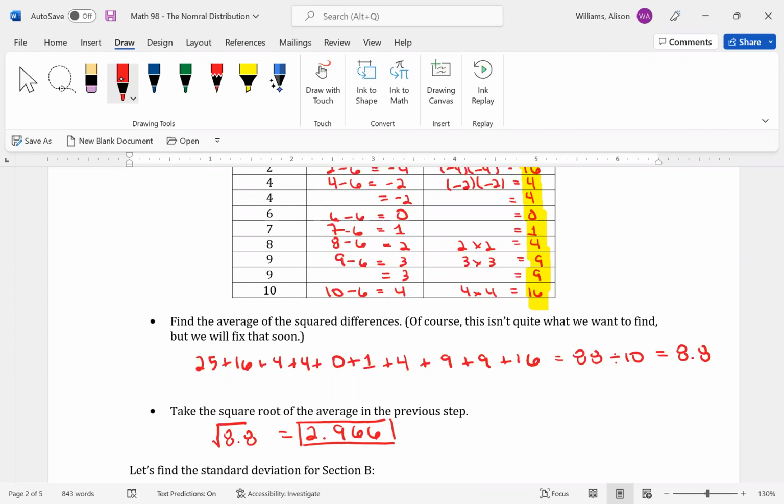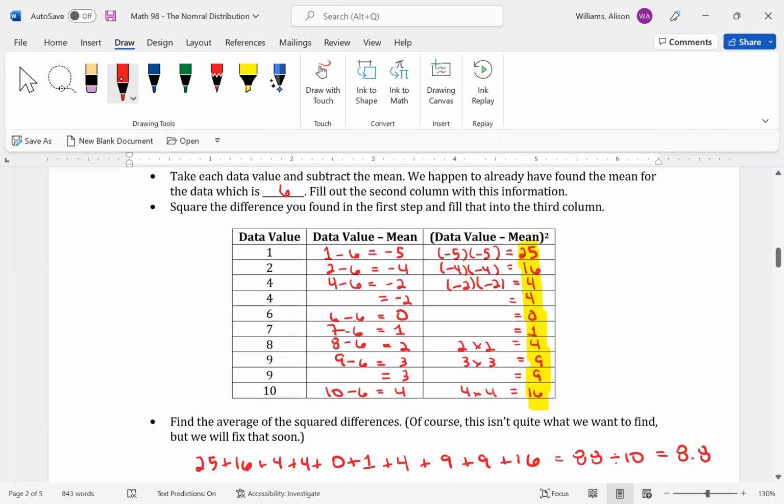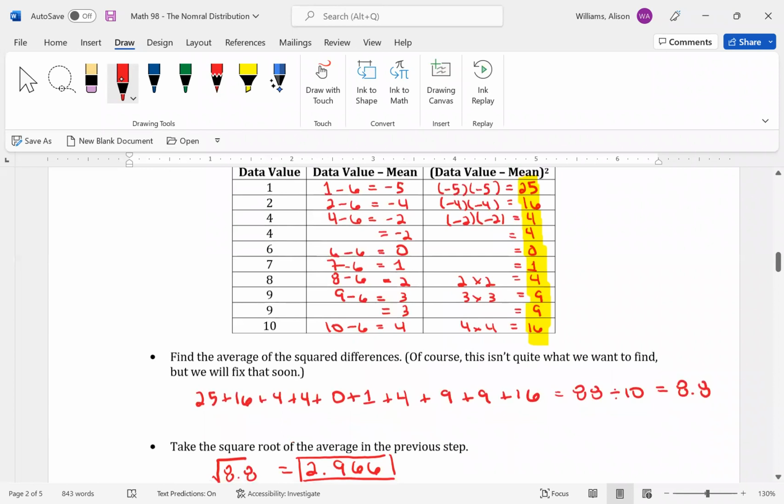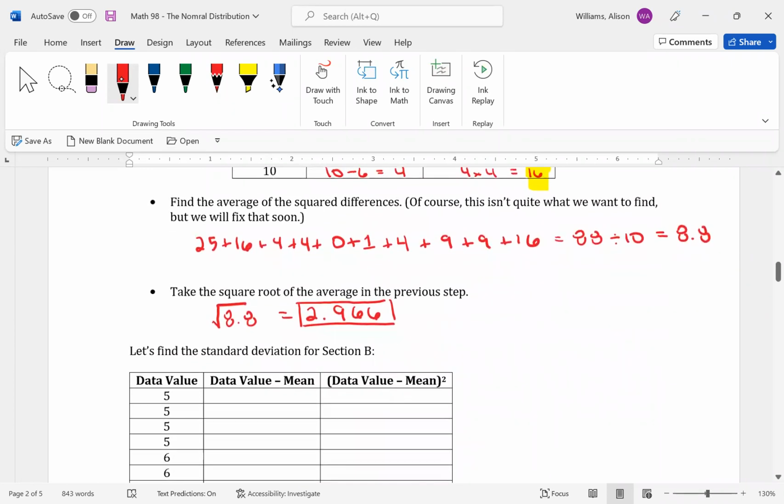Okay, so let's do that again for section B. So first step is you take the data value minus the mean, you square all of those numbers, you add them together and find an average, and then you take the square root. Okay, so let's do that for section B.